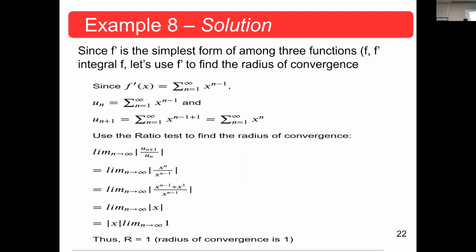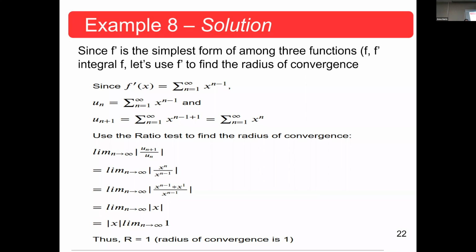U sub n plus 1 is what? X to the n. And then u sub n is what? X to the n minus 1 right here. Now what can you say? I want to cancel out the common term. So can I rewrite x to the n as what? That's x to the n minus 1 times what? X to the 1. Are you with me, class? Now, can I cancel this one out? Yes. So I only have x.